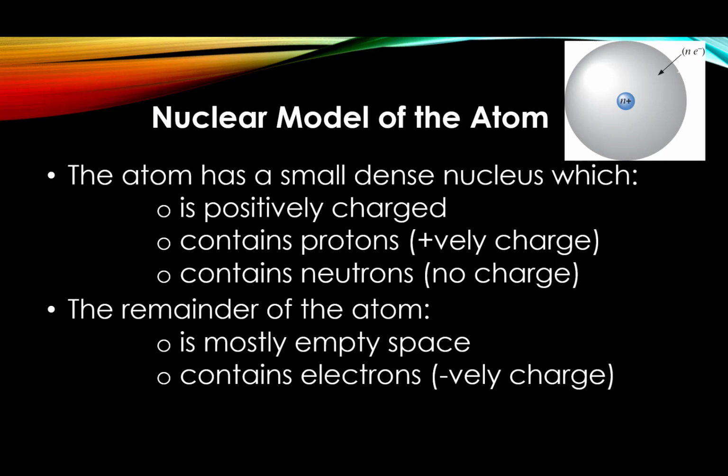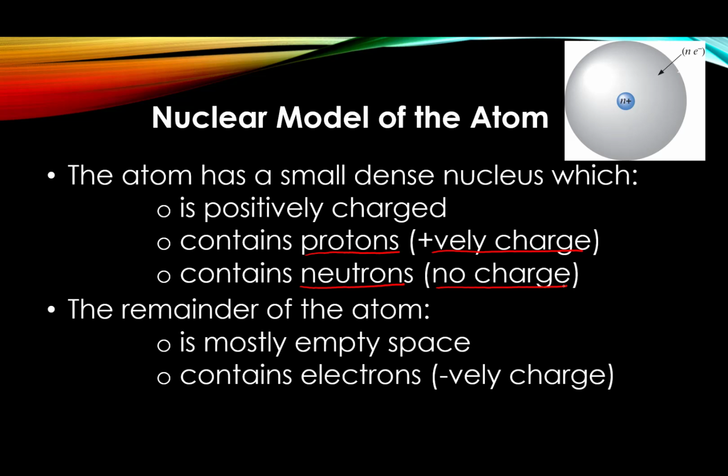The atom is the smallest part of an element, and it contains a small nucleus. The nucleus is the densest part of the atom. It contains protons that are positively charged, and it also contains neutrons that have no charge at all.